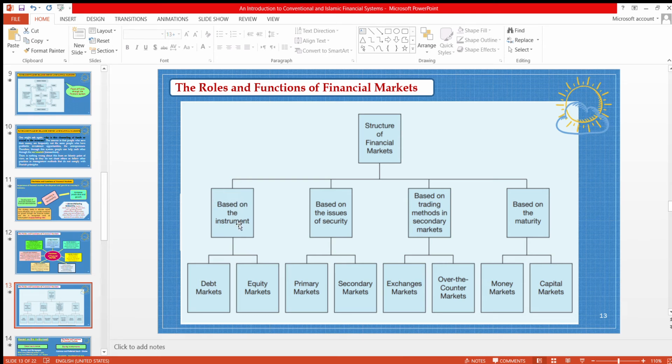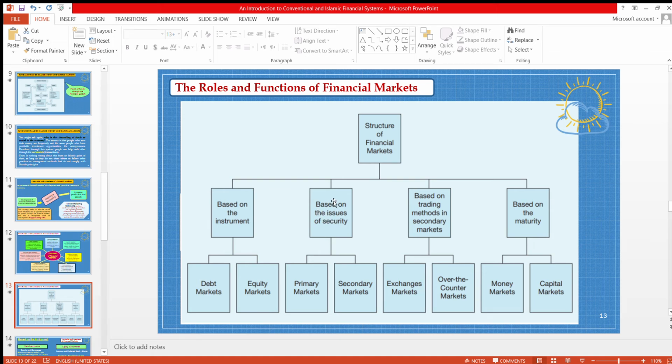So based on the instruments, based on the issuance of security, based on trading methods in secondary markets, and based on the maturity. This is the basic structure foundation. These four are the pillars of the financial markets. Further, based on the instruments, how many instruments? Financial markets have two: the debt markets and the equity markets. What are these markets? We explain in the next slides.